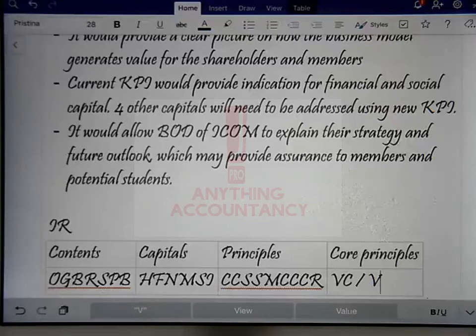Like, for example, the first one is C for principles, connected, right? Just remember the Wi-Fi symbol. Concise, remember scissors. Does that make sense? Strategy, remember Tony Stark. Then you got another one, S, what's the next S? Stakeholder, remember a steak. Good, nice steak. Are you clear? Then you got comparability, pair. Clear? Then you got another one is C. What is that? Consistency. Clear?